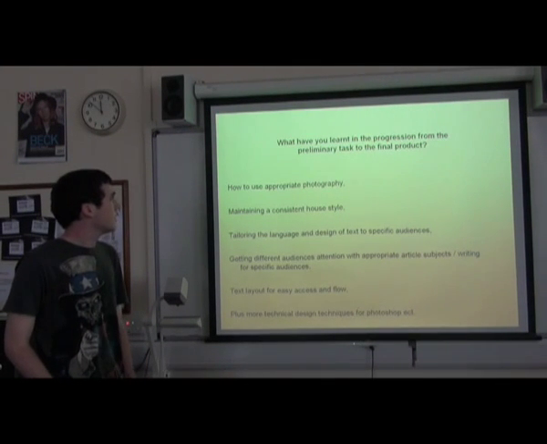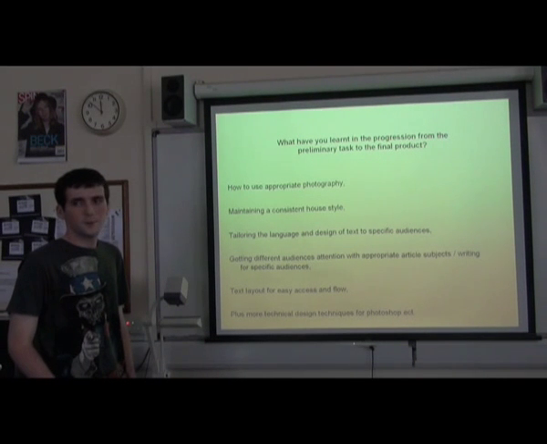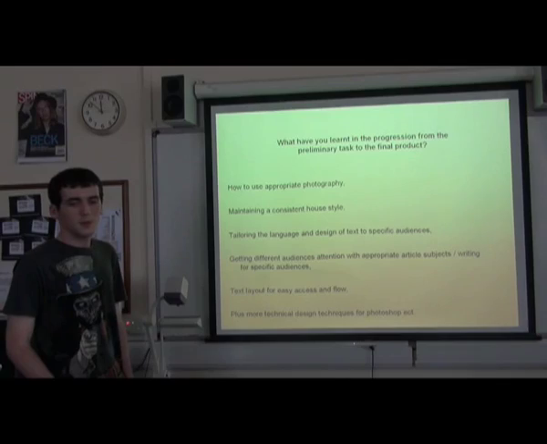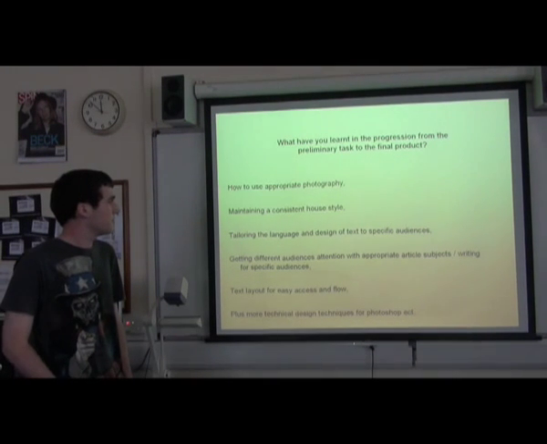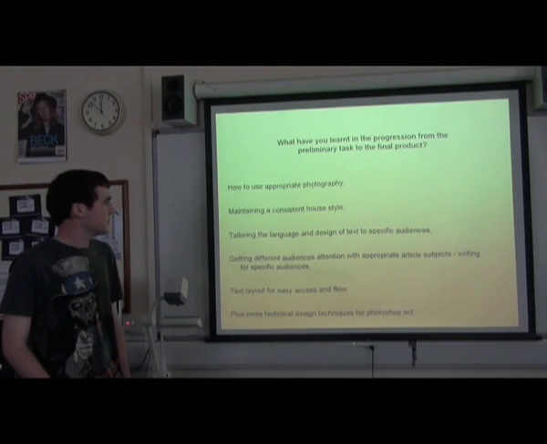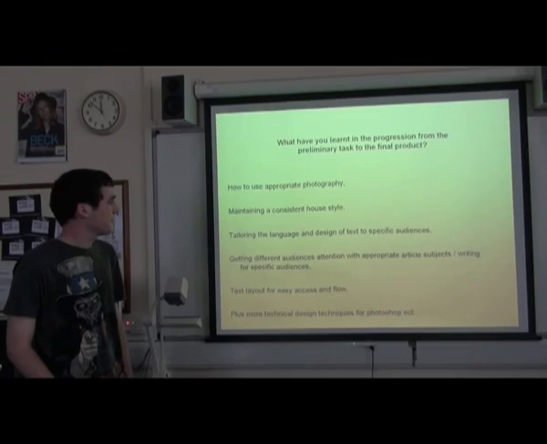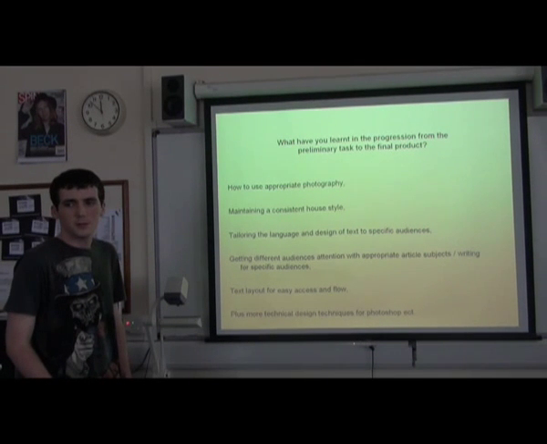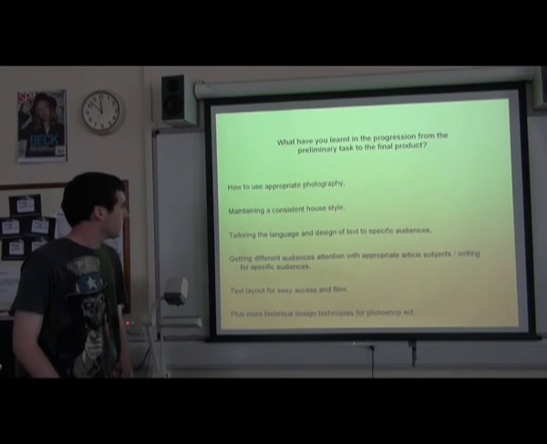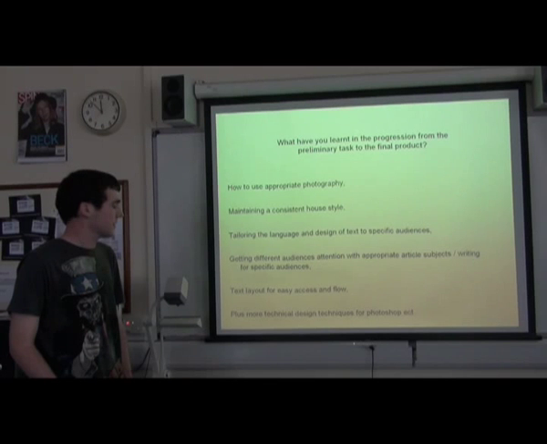What have I learned from the progression? How to use appropriate photography. I think the importance of having a good image, your front cover. I really learned that that's essential. Maintaining a consistent house style. We didn't really have to do that for the preliminary tasks, but for the magazine it was obviously essential. Tailoring the language and design of text to specific audiences. I had to write what my audience wanted. It was no good writing something which they didn't want. Getting different audiences' attention with appropriate article subject and writing is kind of the same thing.